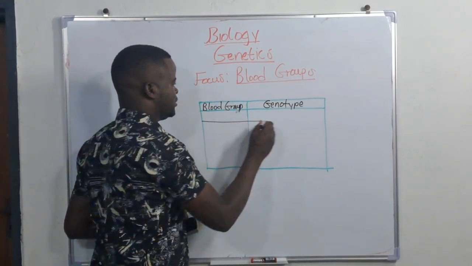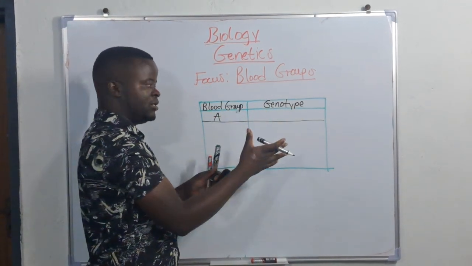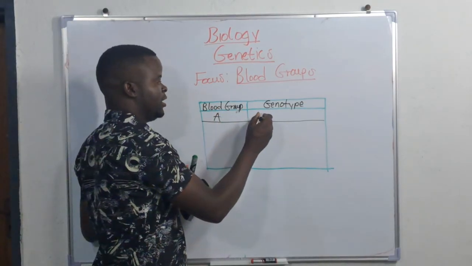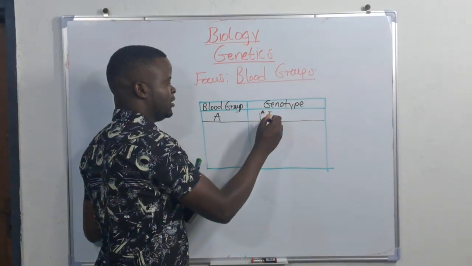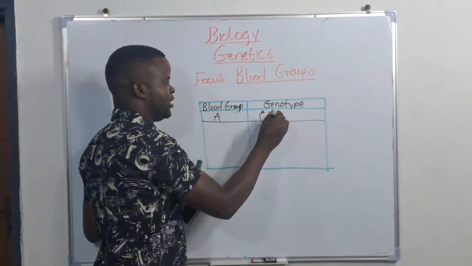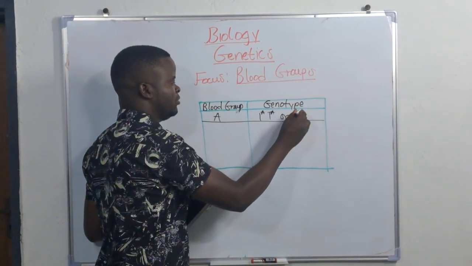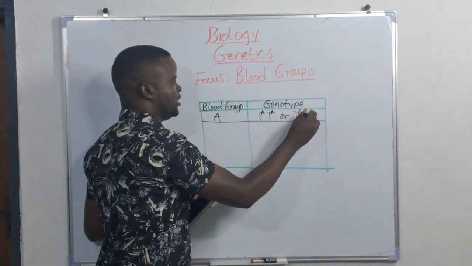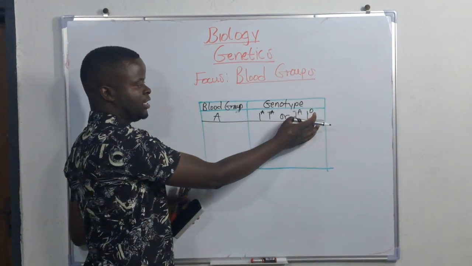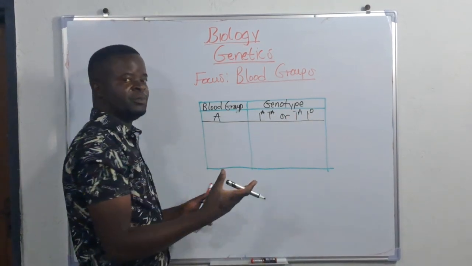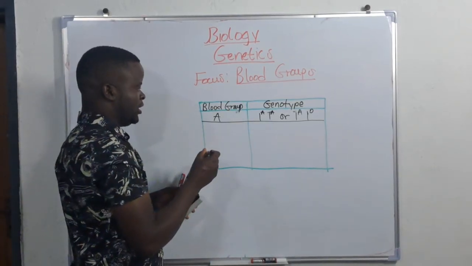Now, what are we talking about? If we say blood group A, possible genotype or possible alleles which can control blood group A are only going to be IA IA, or we can have a heterozygous pair of IA and IO. So this is homozygous dominant, and this is heterozygous dominant. Hetero simply means it is involving different pairs of genes.